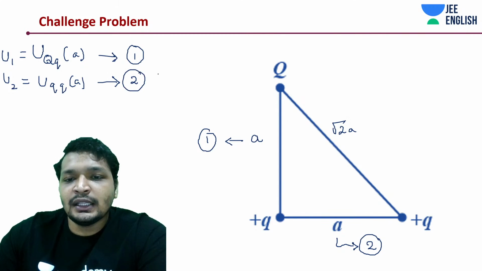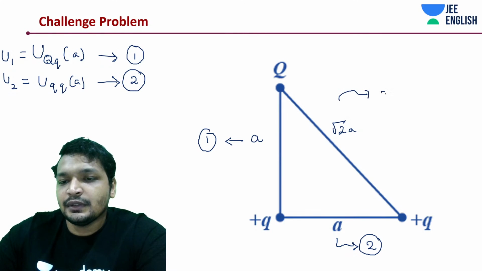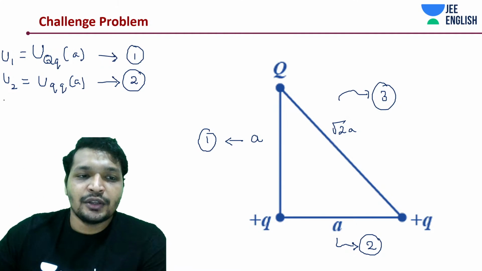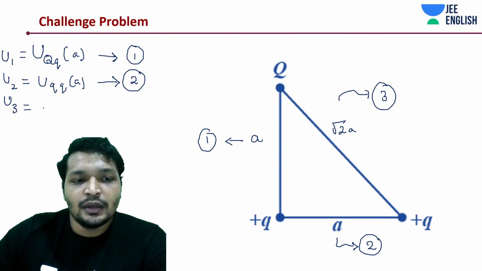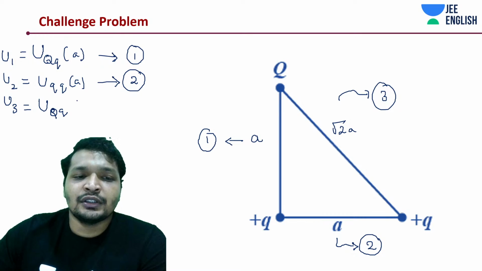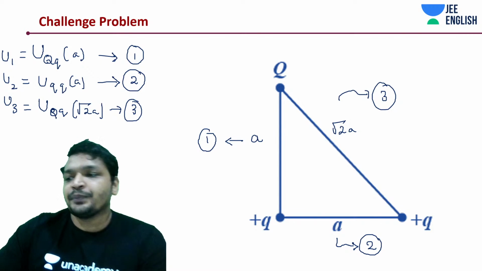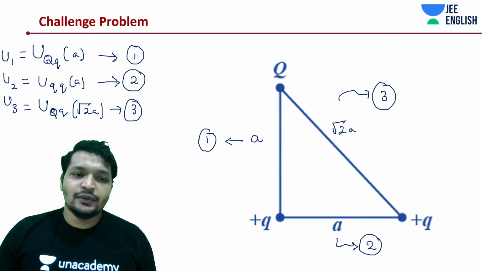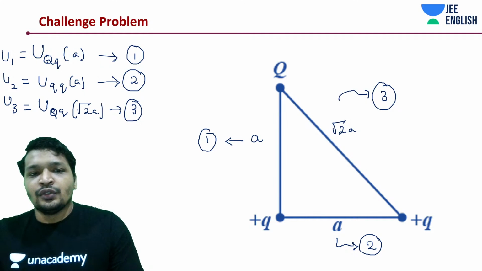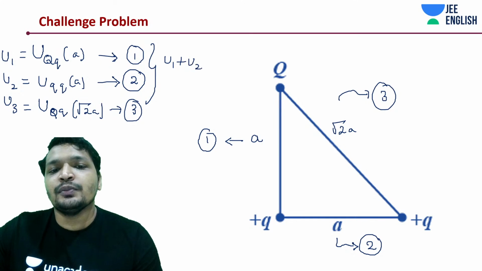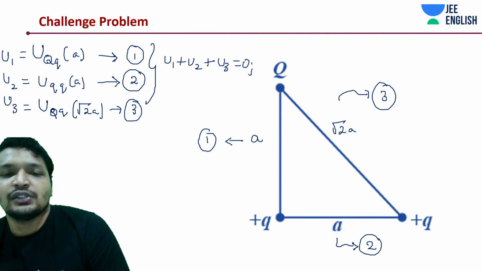This is going to be the second one. Then there is going to be the third one. This is due to the root 2A distance between capital Q and small q, capital Q and small q. Add them up and say this is equal to 0. That's it. If the net potential energy is 0, it says that U1 plus U2 plus U3 should be equal to 0. That is all you need to do.